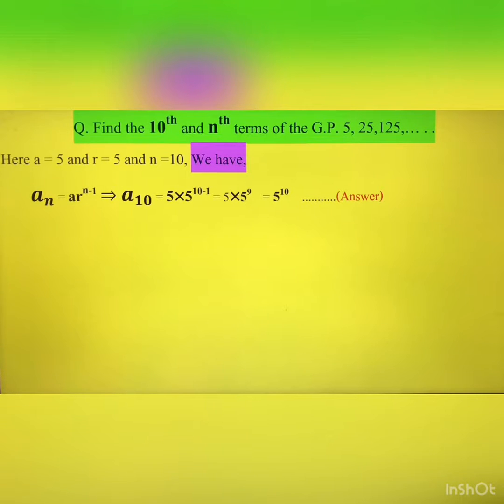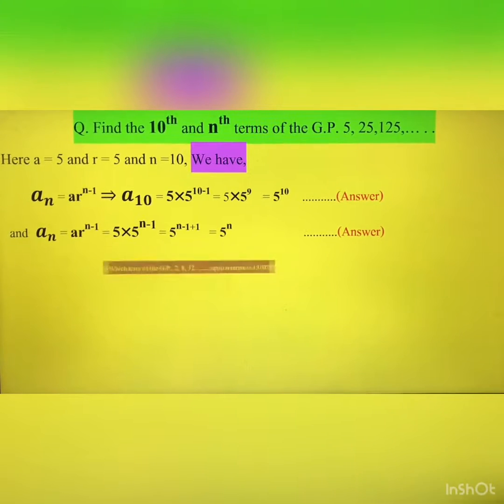So substitute all the values. The requirement is the 10th term, so you replace n by 10 and a is 5. R is also 5. So raised to the power 10 minus 1 because n is 10. On simplifying it, you will get 5 raised to the power 10. It means the 10th term of this GP is 5 raised to the power of 10. Similarly, for the nth term, you replace n by the same n, putting the values of a and r, that is 5 raised to the power of n. This is the nth term of the given GP.